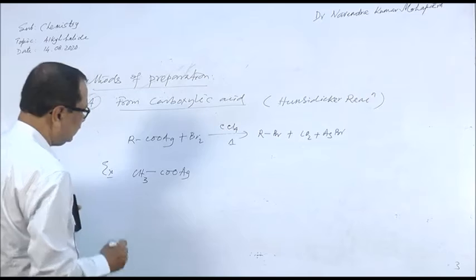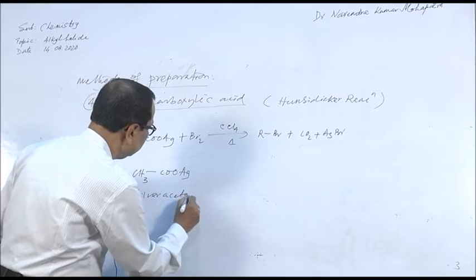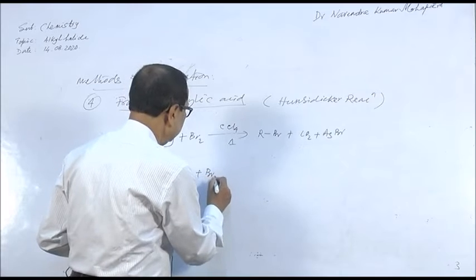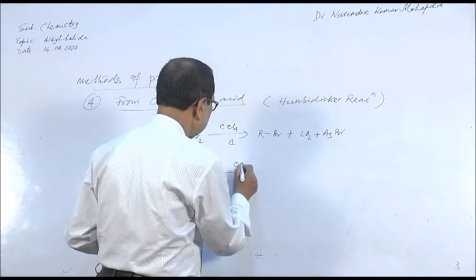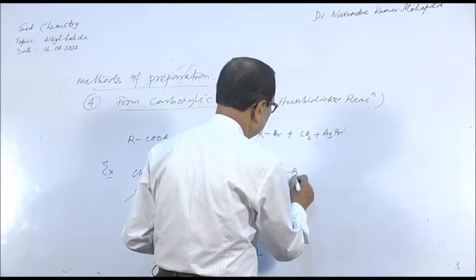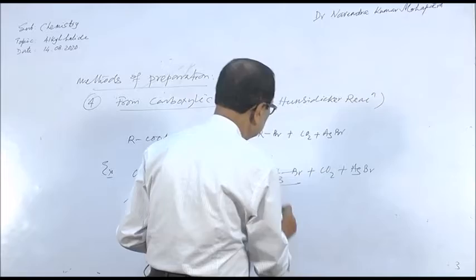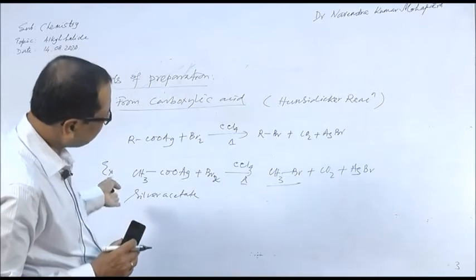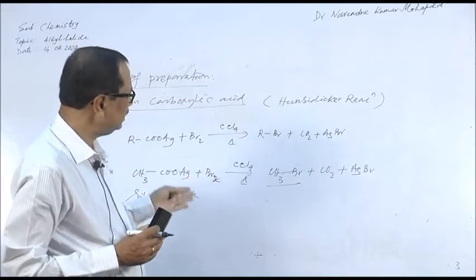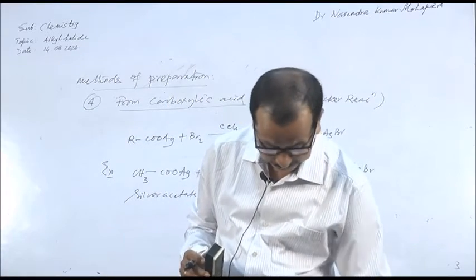COOAg, this is silver acetate. When silver acetate is treated with bromine in the presence of carbon tetrachloride and heated, the product formed will be CH3Br plus carbon dioxide plus AgBr. This is your methyl bromide. So this is an exclusive reaction. The mechanism is a little difficult to understand, therefore we are not going to discuss it. So these are the methods of preparation of alkyl halides.